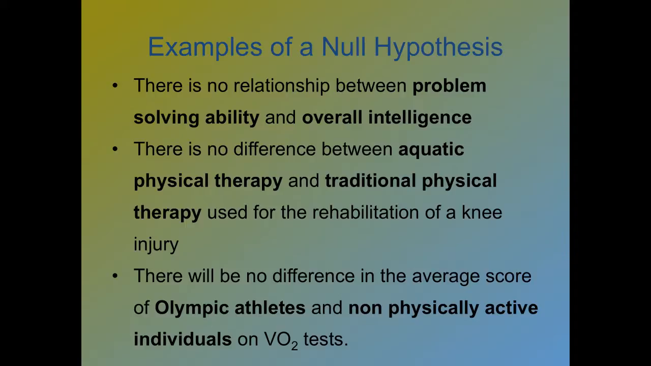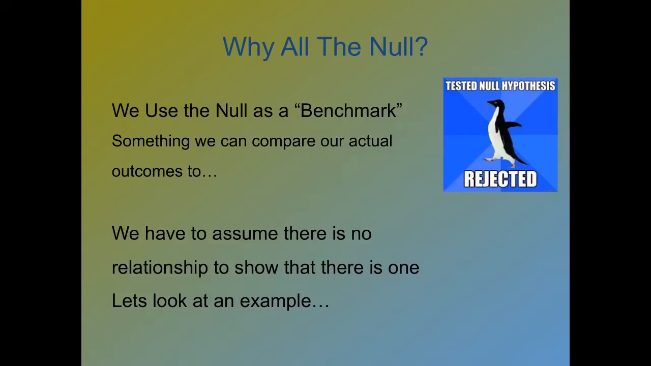Now, what I want you to notice on all those three null hypothesis examples is that they're all stating no relationship. As you can see, no relationship, no difference, no difference. None of them states any relationship whatsoever. Now, why is that? That comes to the question, well, why do we need the null? Well, try to think about it.